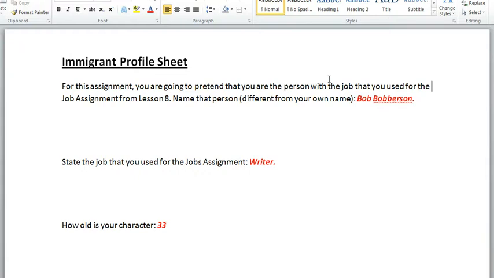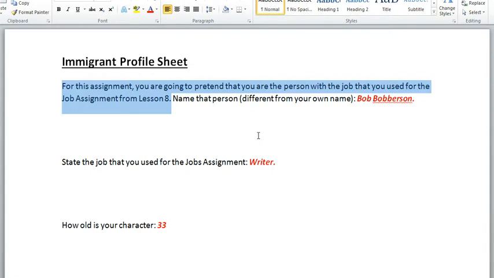assignment, which is related to the lesson 8 assignment. So as it says up here, you're going to pretend that you're the person with the job that you used for the job assignment from lesson 8. Lesson 8 was when you went on careercruising.com, you answered some questions and it came up with a list of possible jobs that you'd be well suited for.